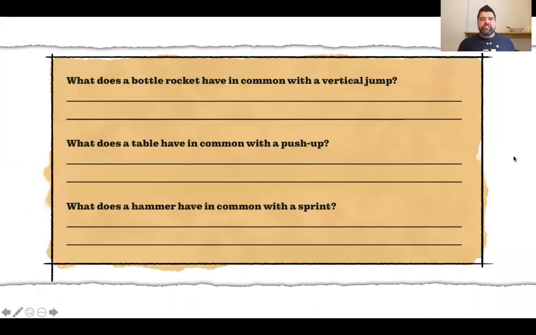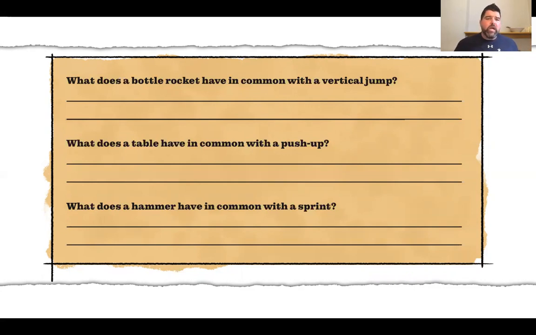Now, let's just take these as very simple examples. And if you haven't read chapter 6 yet, I'm foreshadowing a little bit. Let's just see your analogical engine at work. I'm just going to read these out loud, and I just want you to reflect on them. What does a bottle rocket have in common with a vertical jump? What does a table have in common with a push-up? And what does a hammer have in common with a sprint? And so very early in the chapter, before I divulge a lot of the insights, I ask you these three questions.